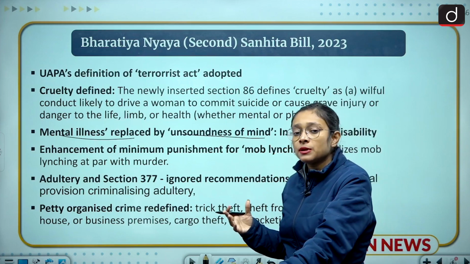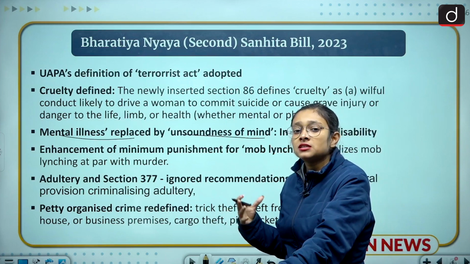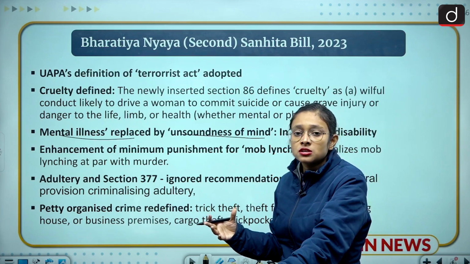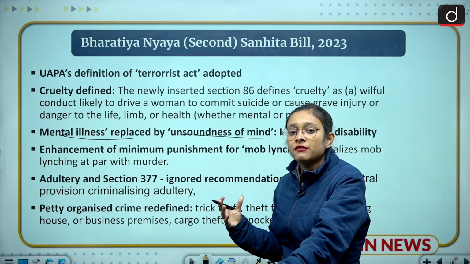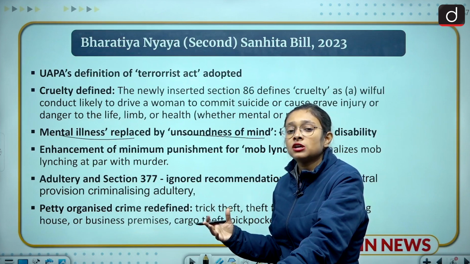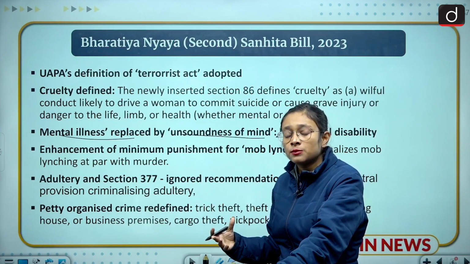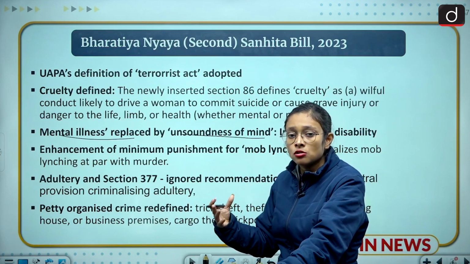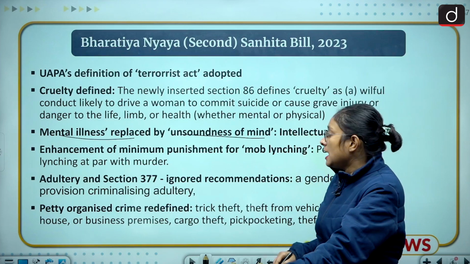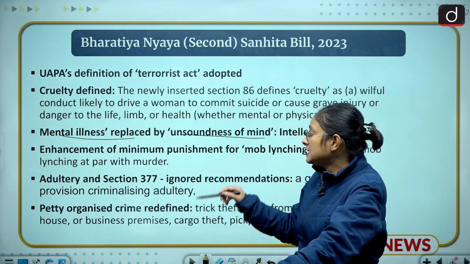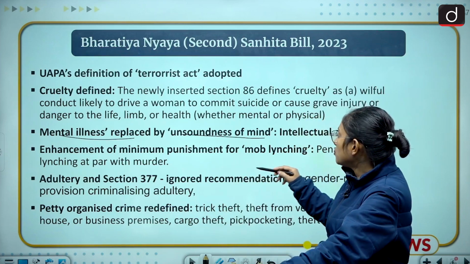And what is unsoundness of mind? It creates an ambit covering various other things, not just depression and other conditions. If you have an intellectual disability, if you are not able to do self-care, or not able to comprehend anything, that is also termed unsoundness of mind. And then coming to the third point, which is enhancement of minimum punishment for mob lynching.